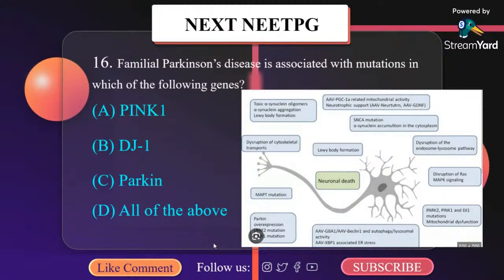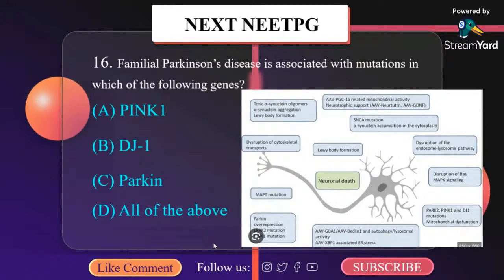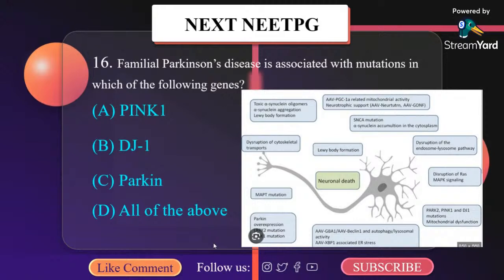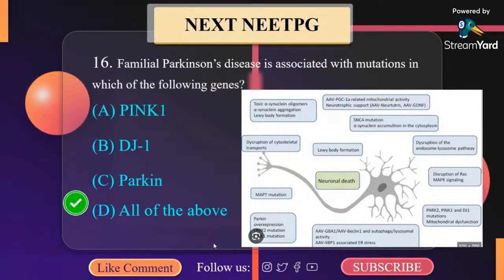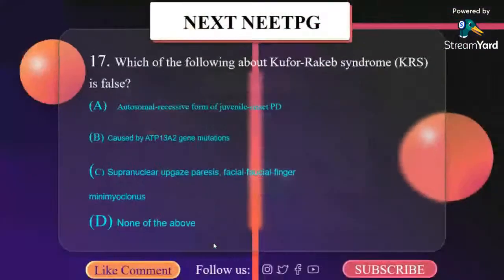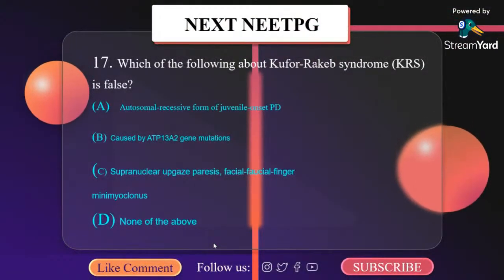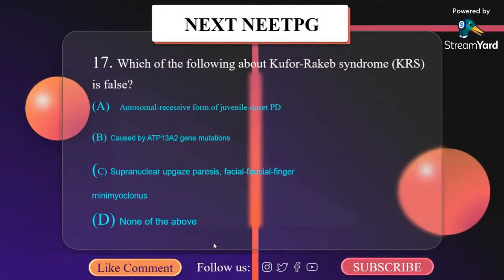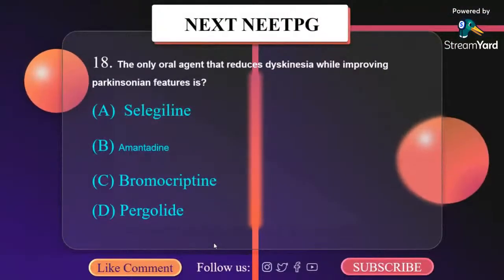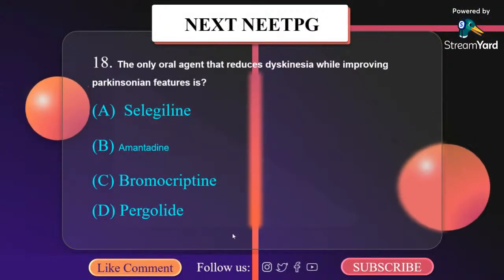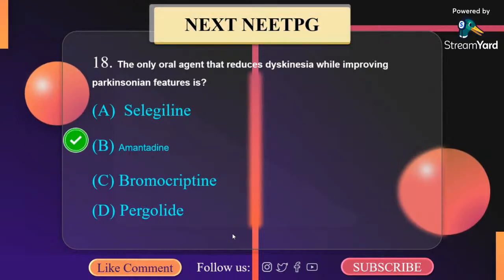Familial Parkinson disease is associated with mutation in which of the following gene? A. PINK1, DJ1, Parkin, all of the above. It is all of the above. Which of the following about Kufor-Rakeb syndrome is false? The only oral agent that reduces dyskinesia while improving Parkinsonian feature is amantadine.